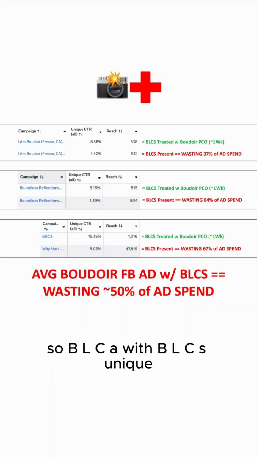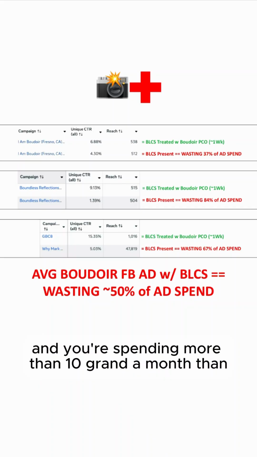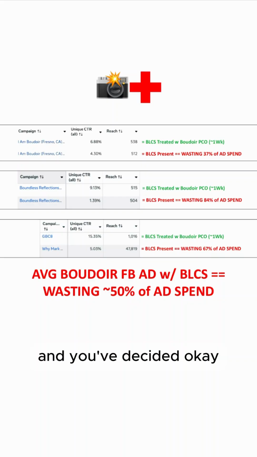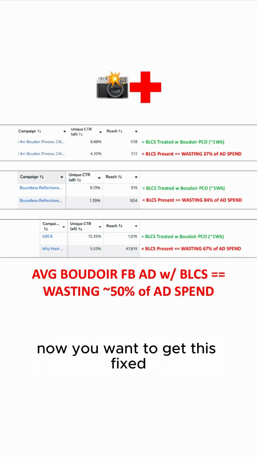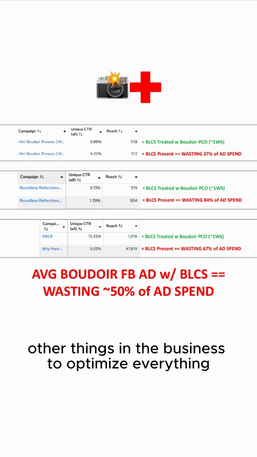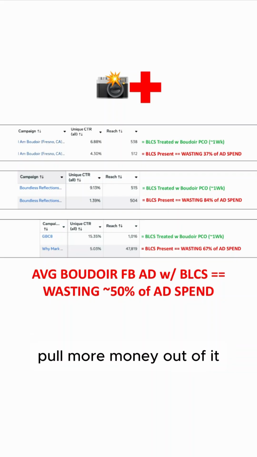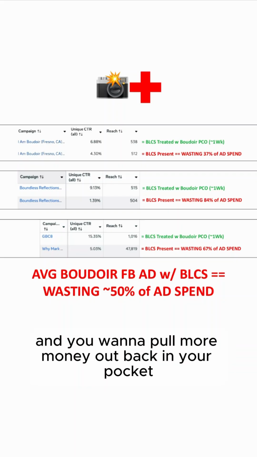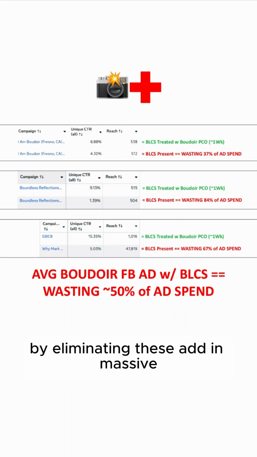All right, so if you're a Boudoir low click advertiser with BLCS, with Boudoir low click syndrome, so BLCA with BLCS, your unique CTR is under 6%, and you're spending more than 10 grand a month on Boudoir Facebook ads, and you've decided, okay, now you want to get this fixed. You've done other things in the business to optimize everything, pull more money out of it, and you want to pull more money back in your pocket by eliminating these massive ad inefficiencies.